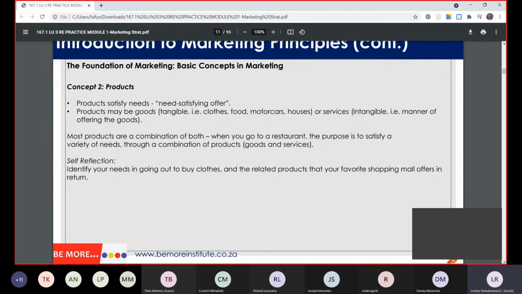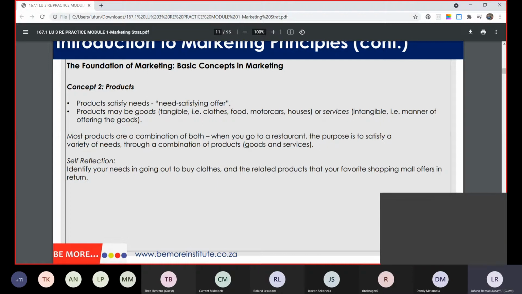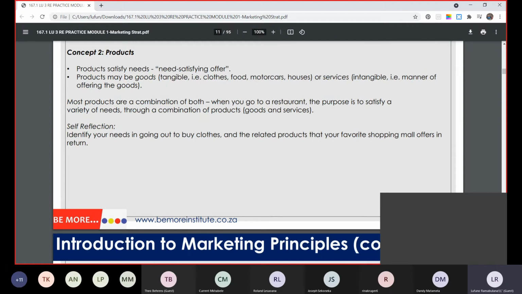Most products are a combination of both. When you go to a restaurant, the purpose is satisfying a variety of needs through a combination of products, which is goods and services. Like I'm saying, as an estate agent, how you are going to treat that client, make them feel like this is going to be their home, may make a difference, despite the house sometimes having a few things that may be tweaked here and there. It may not be perfect, it may not tick all the boxes, but how you treated the customer makes all the difference. So it's a combination of both. The product needs to be right, and the combination of the product and services can make all the difference.